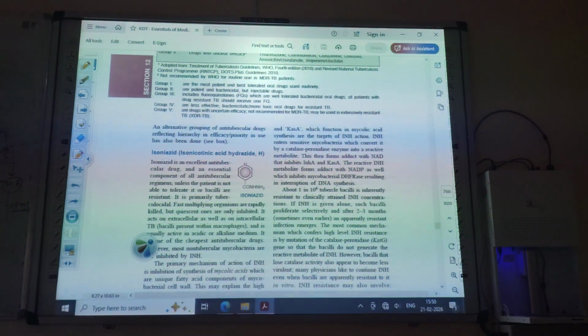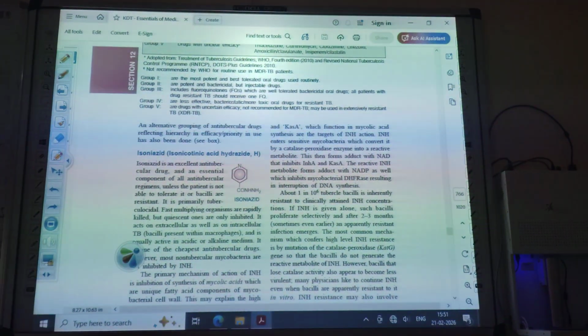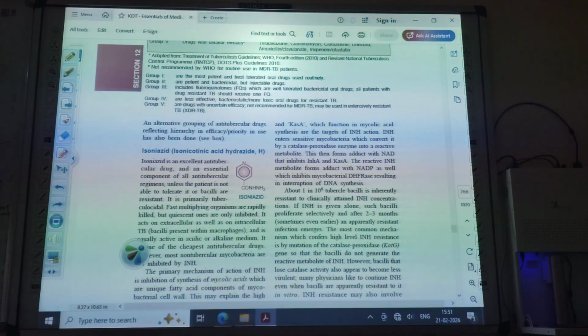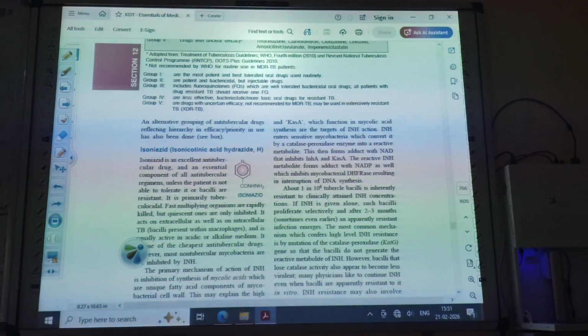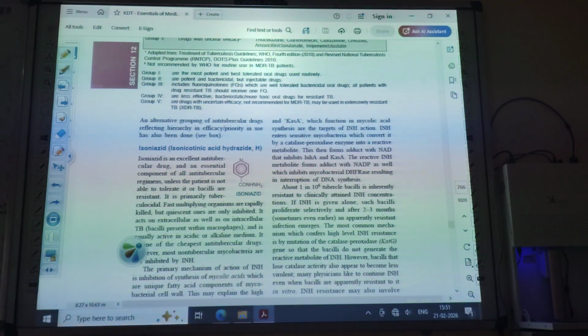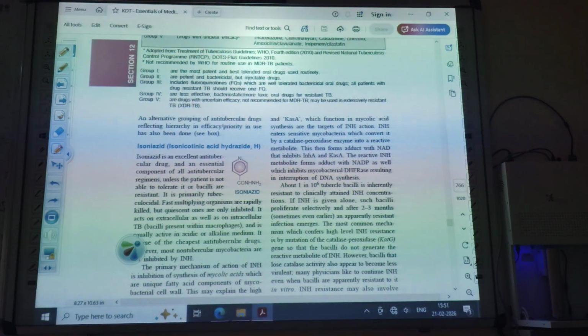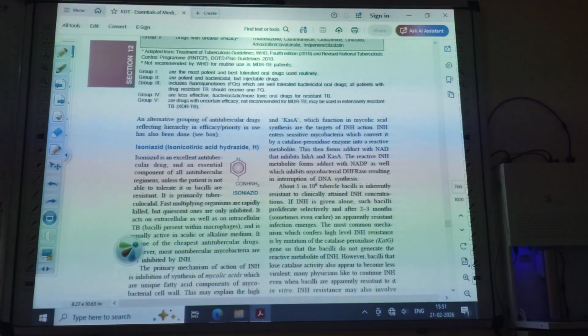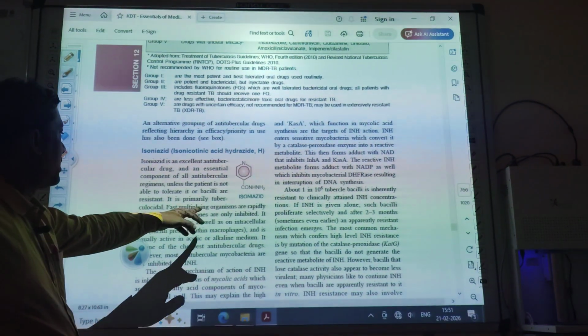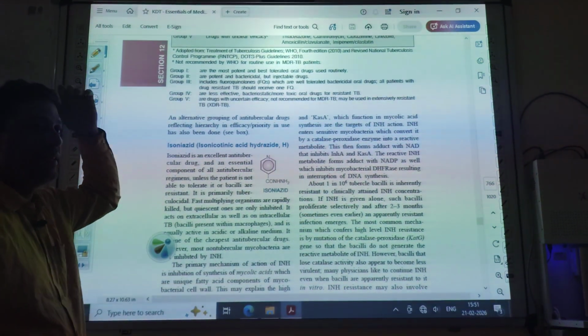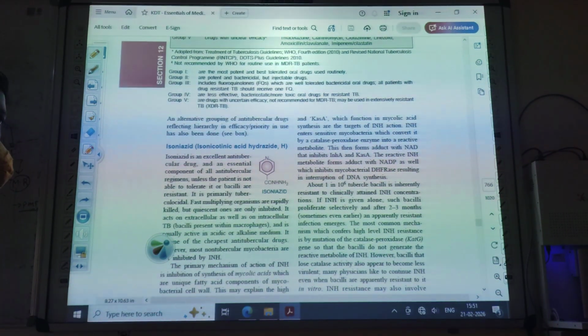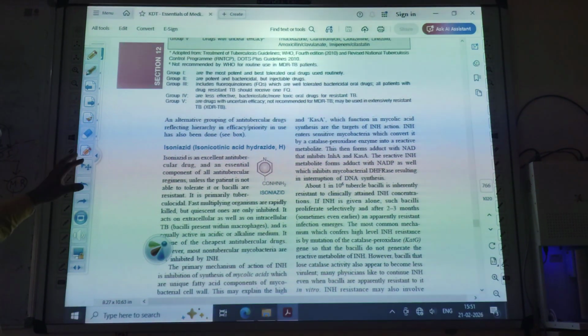Isoniazid is an anti-tubercular drug, an essential component of all anti-tubercular regimens, unless the patient is not able to tolerate it or the bacilli are resistant. It is primarily tuberculocidal. Cidal means it will kill the bacteria. It will kill the bacteria.